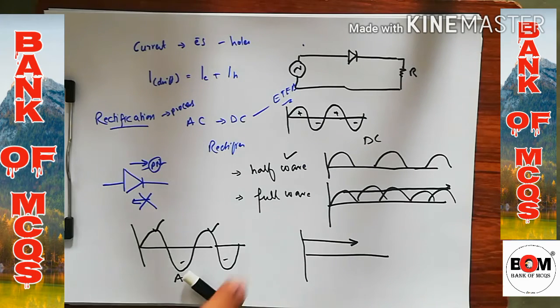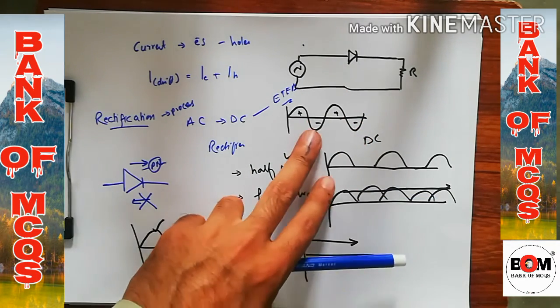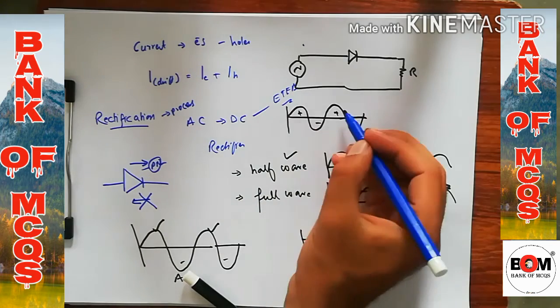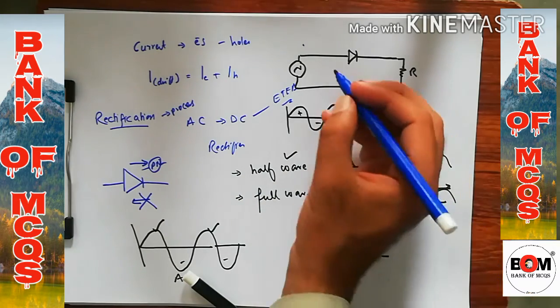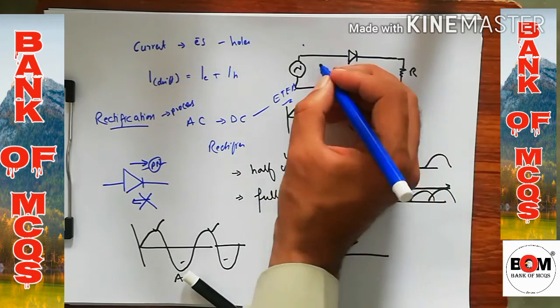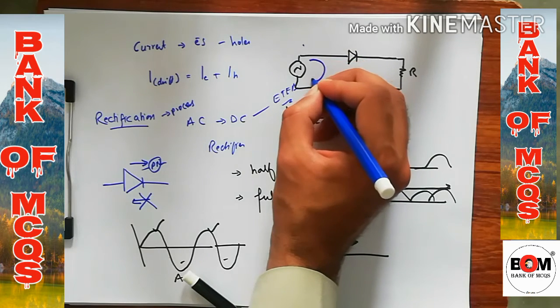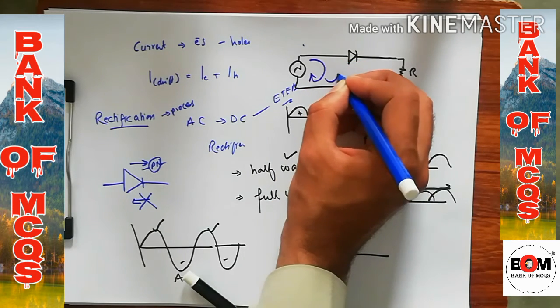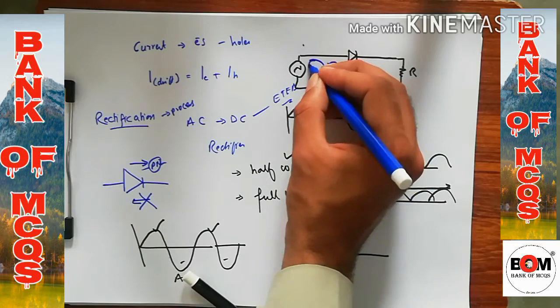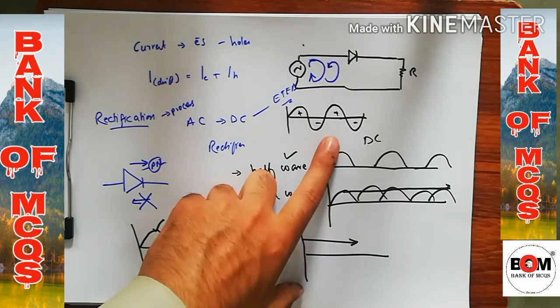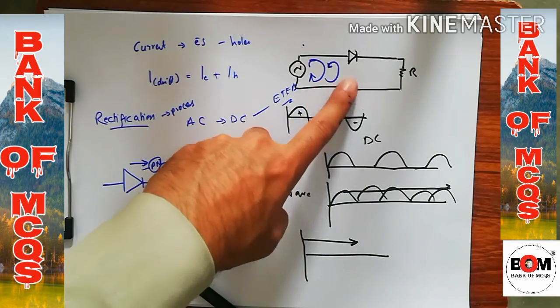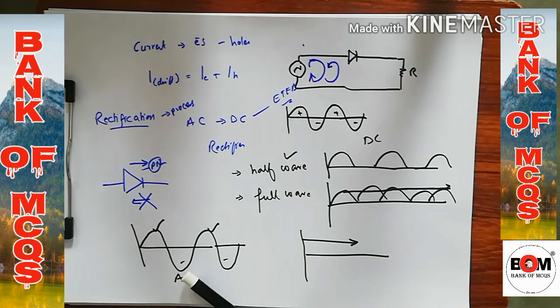PN junction. The positive and negative means that in one AC cycle the whole circuit's current moves in this direction, while in another cycle it moves in the opposite direction. Its frequency is 50 Hz in Pakistan. It means that in 1 second, the cycle changes 50 times.